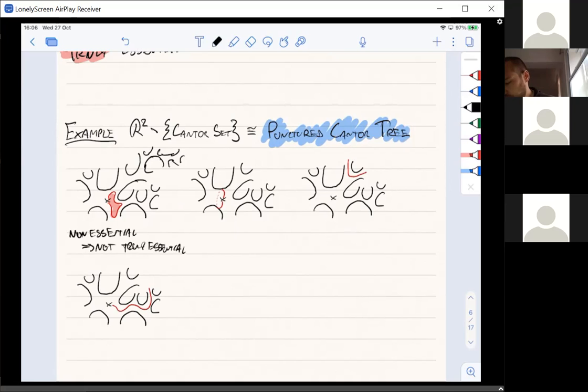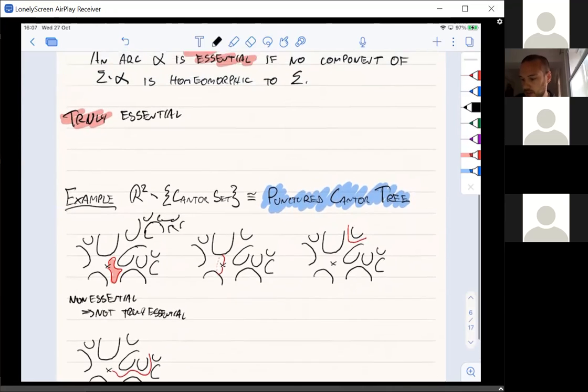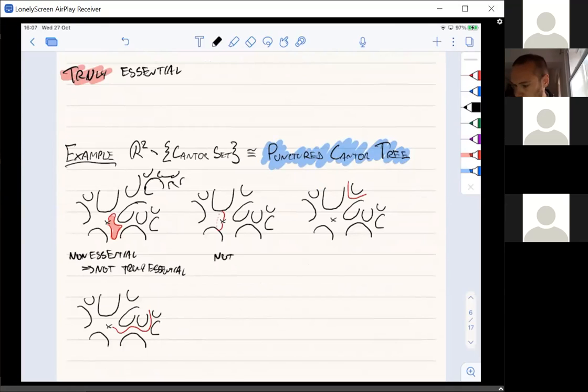The second example here, it's just a loop based at the puncture, but this time it's an essential loop based at that puncture. So it's going to have two distinct components in its complement, but each of them is going to be homeomorphic to the thing we started with. Yeah, this puncture kind of splits in half. So in the complement, you get two copies of this puncture, one in each component. So this is homeomorphic to the thing you started with, which means this is not truly essential.